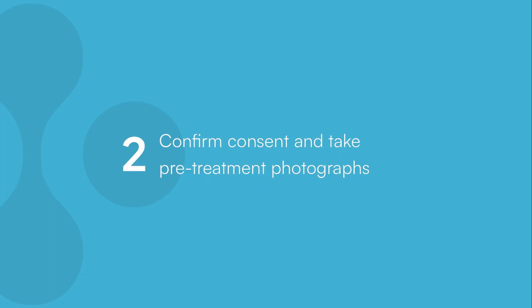Step 1 is to complete the patient's personal details, medical history, indication for PRP, and suitability assessment during the consultation. Step 2 is to confirm informed consent, explain the procedure and risks, and take clear pre-treatment photographs if relevant, using a clinic software such as Pabau.